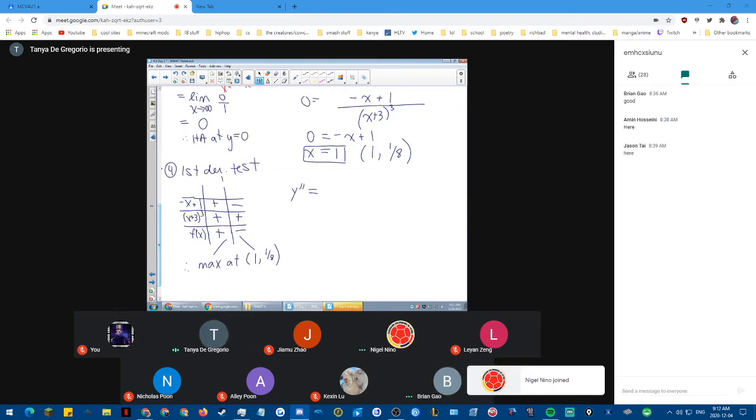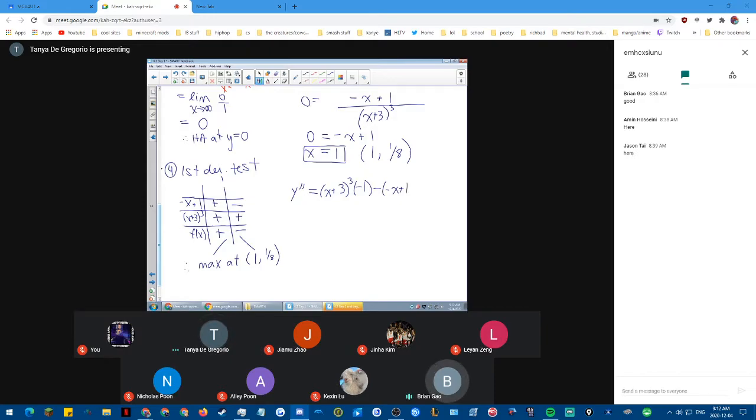x plus 3 all squared times negative 1, yeah, minus negative x plus 1 times 3 times x plus 3 squared, divided by x plus 3 to the power 6. Good, 3 times 2. Excellent, okay.